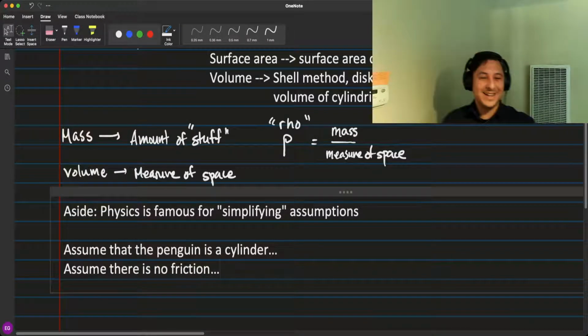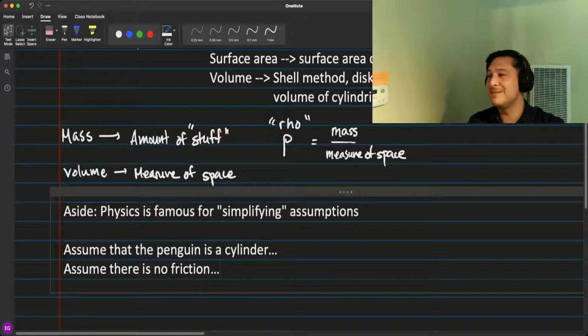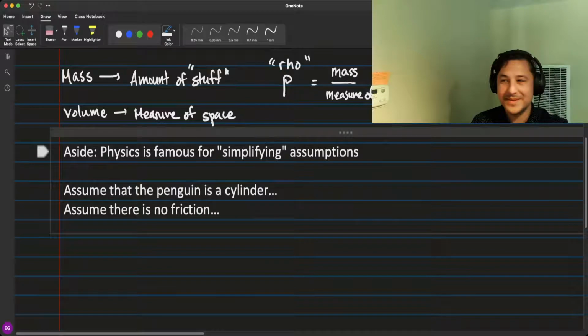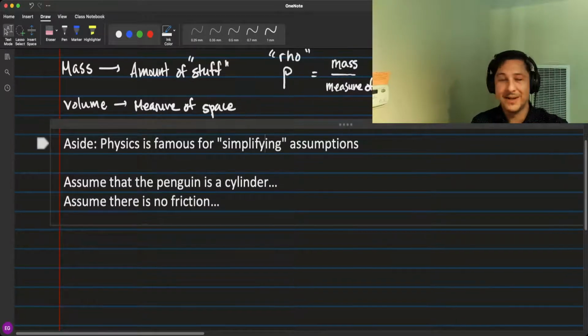There's a greatest hits of meme things about this. I highly recommend you go on Instagram and look for them. There's a lot of very funny physics meme pages. But anyways, we're going to make some assumptions here, is basically what I want to say.